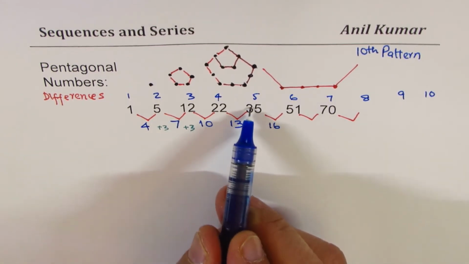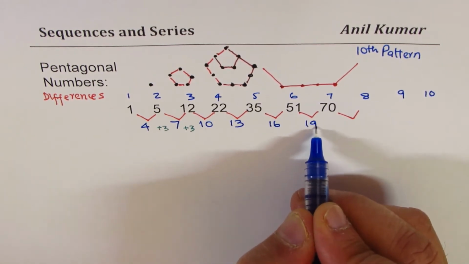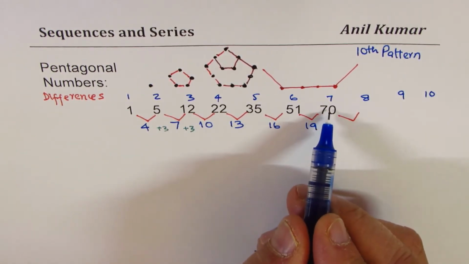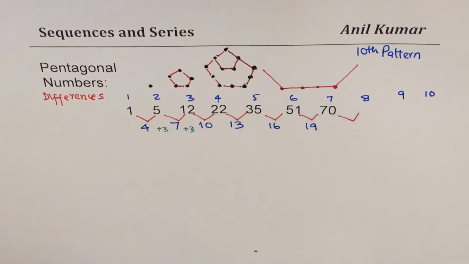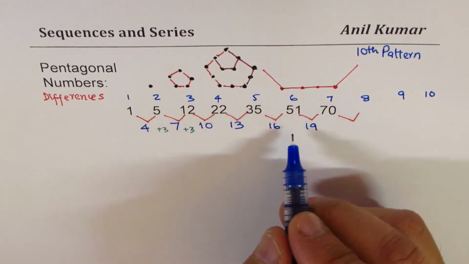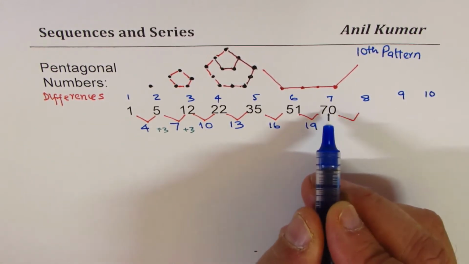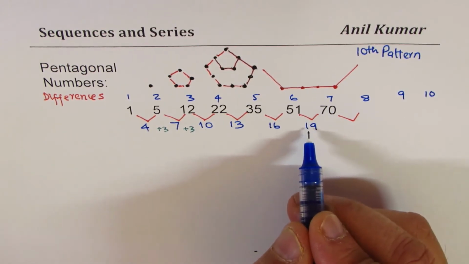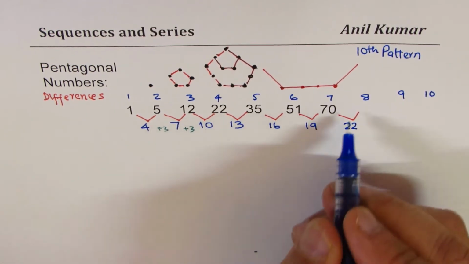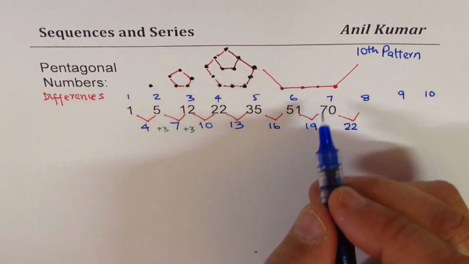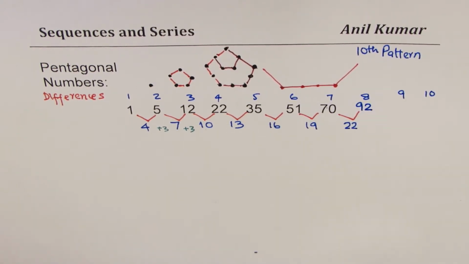If I add 16 to 35, I get 51, correct? And then we should have 19. 19 plus 51 is 70. Or you could say 70 minus 51 was 19. But we have to get the 8th term. How do we get it? Since this difference is increasing by 3, the difference between that and 70 should be 19 plus 3, which is 22, right? So once I add 22 to 70, I get 92 as my number, correct?